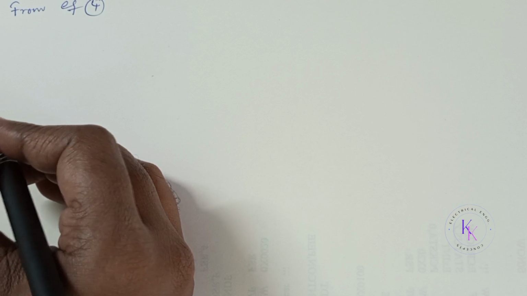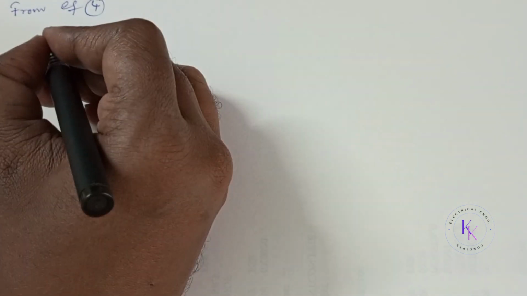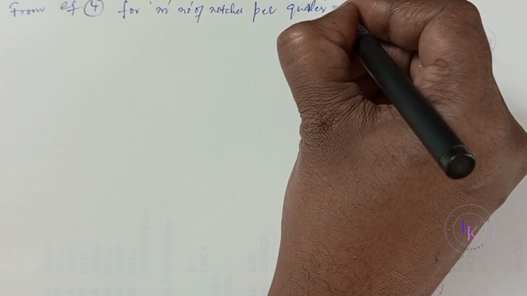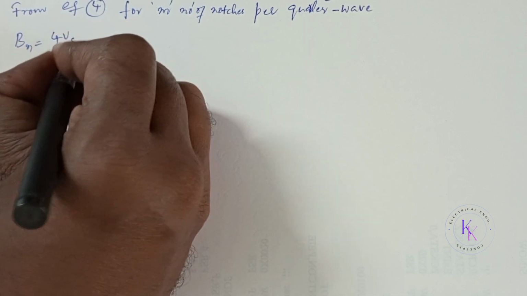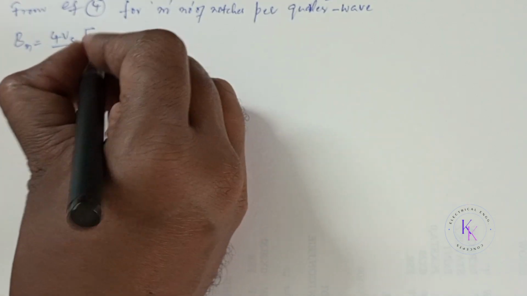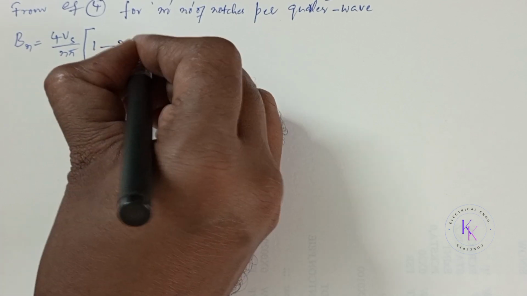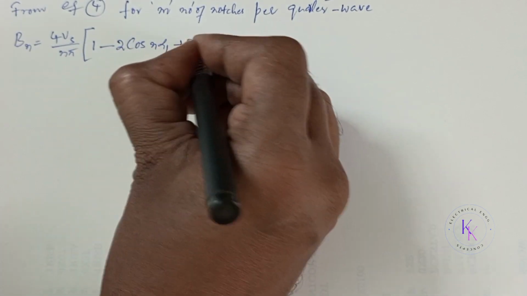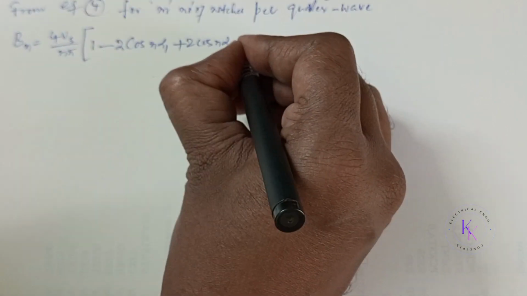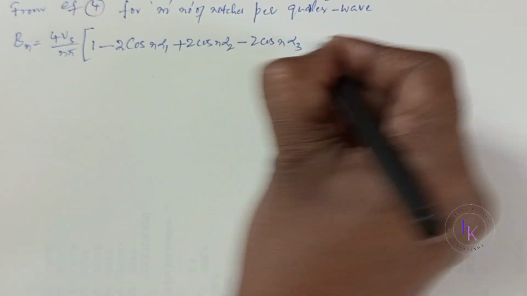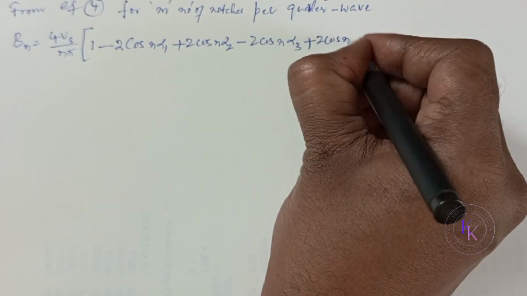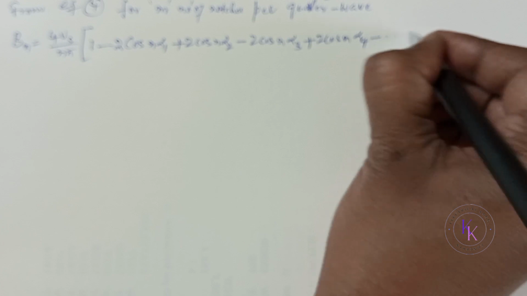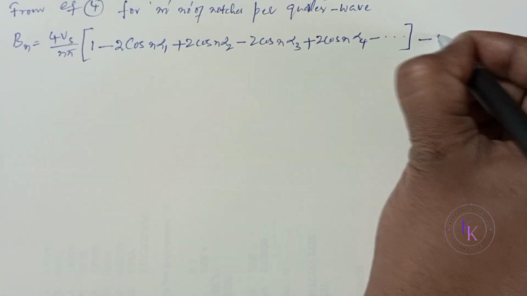Now, we can extend this for n number of notches for a quarter wave. Then Bn equals 4 Vs by n pi of 1 minus 2 cos n alpha 1 plus 2 cos n alpha 2 minus 2 cos n alpha 3 plus 2 cos n alpha 4 minus, and so on. That is equation number 5.